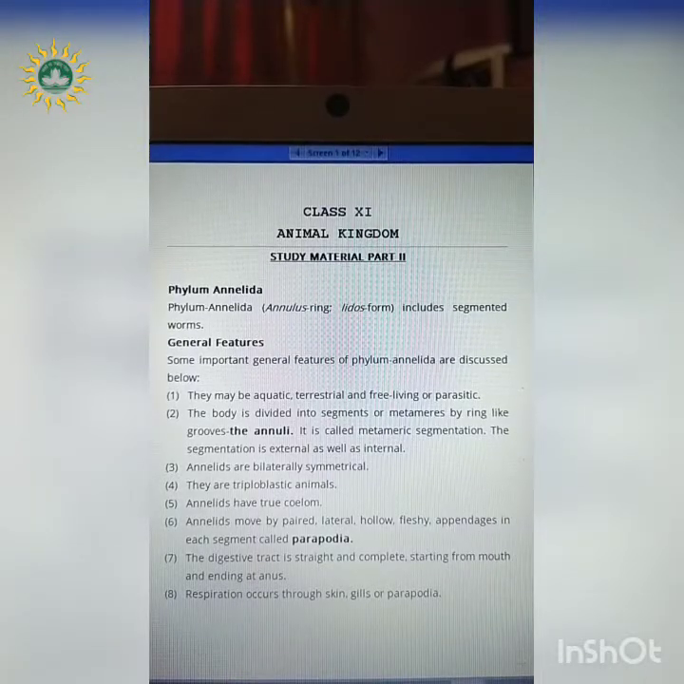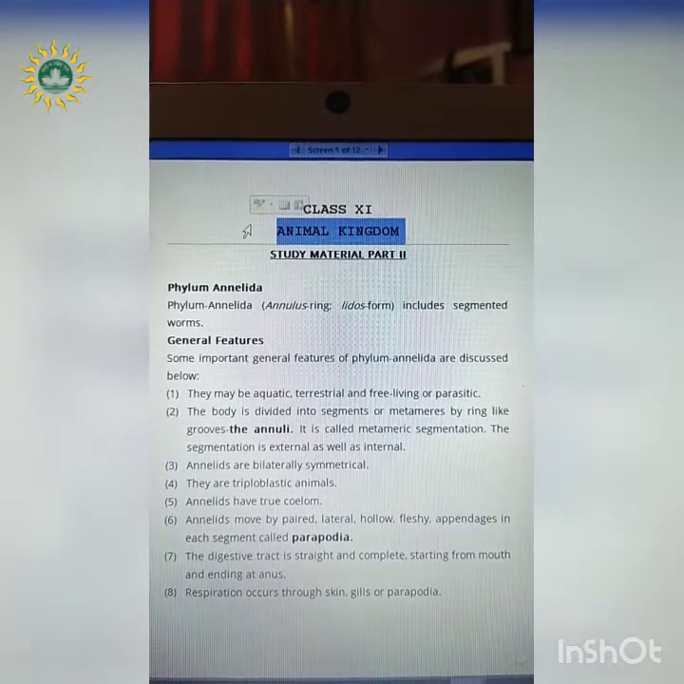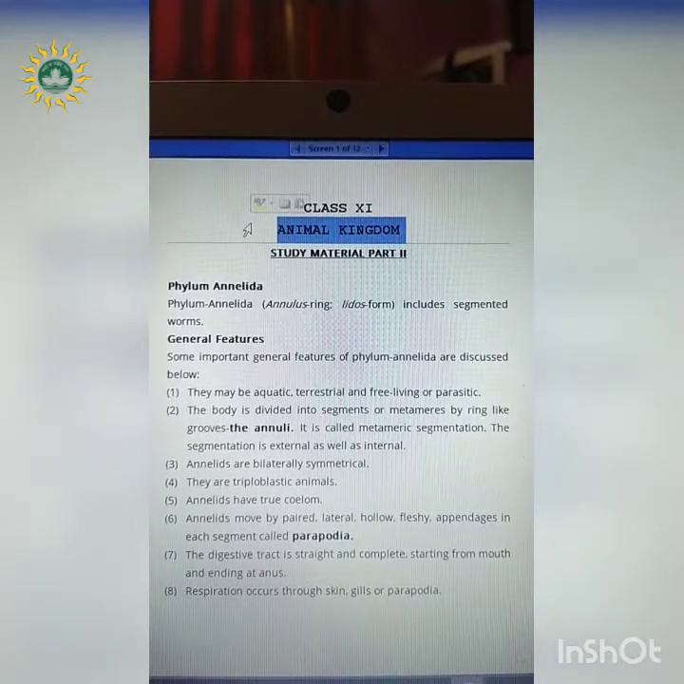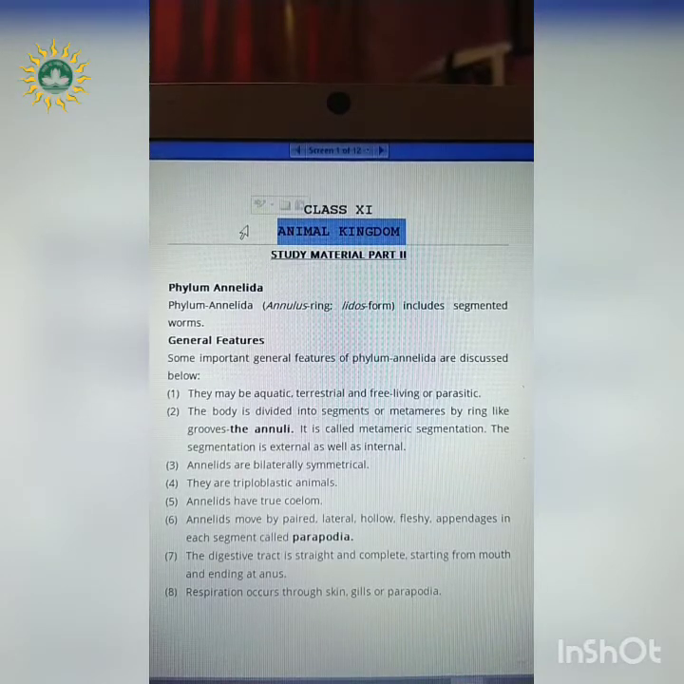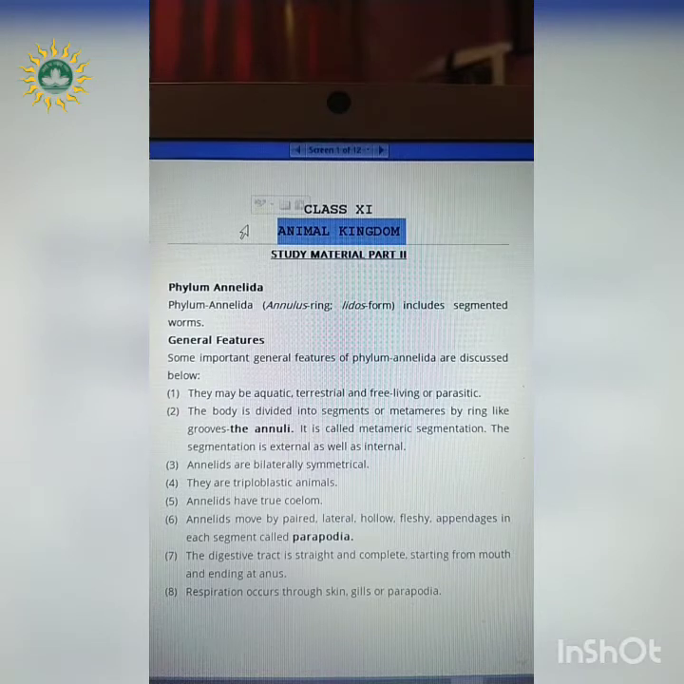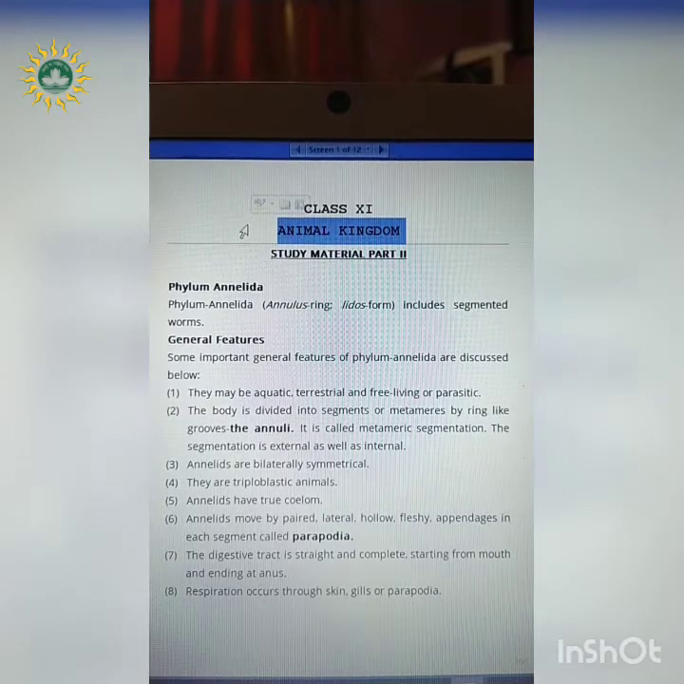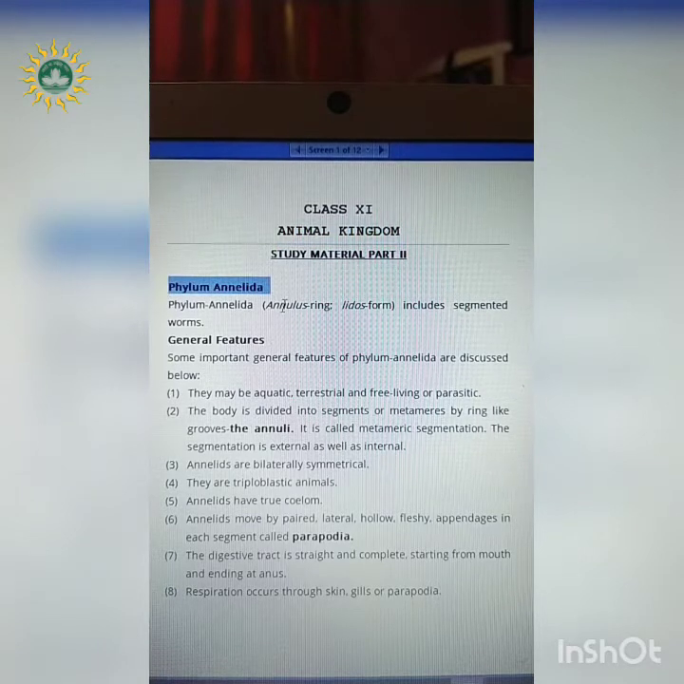So, today we are going to start with the next part of our chapter, Animal Kingdom. In the previous lesson, we have learnt about different phyla till phylum Aschelminthes. Today we'll start with phylum Annelida and we'll proceed to the last phylum, that is phylum Chordata. So firstly, starting with phylum Annelida.